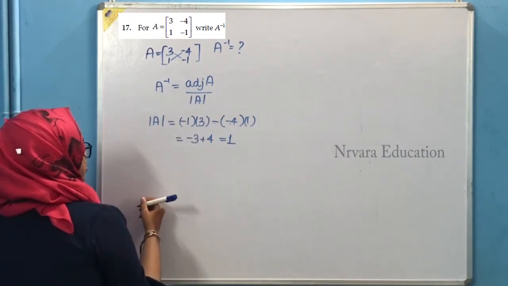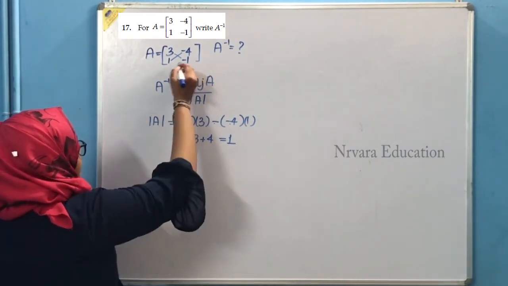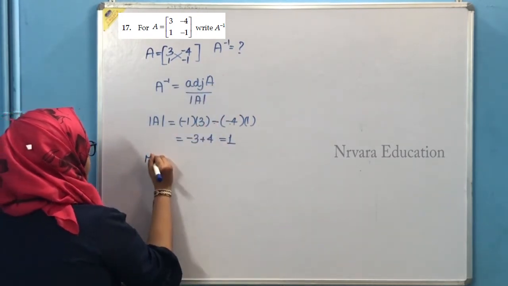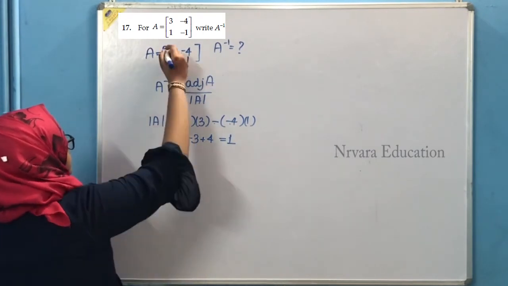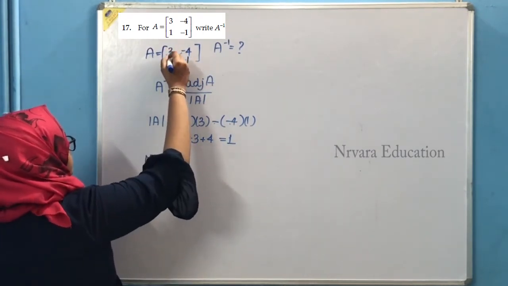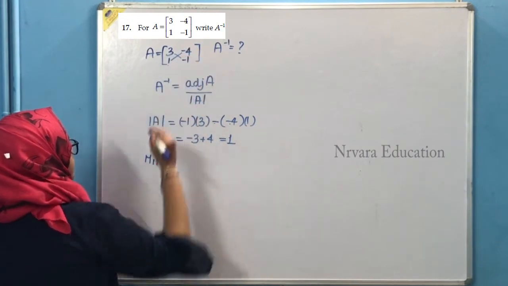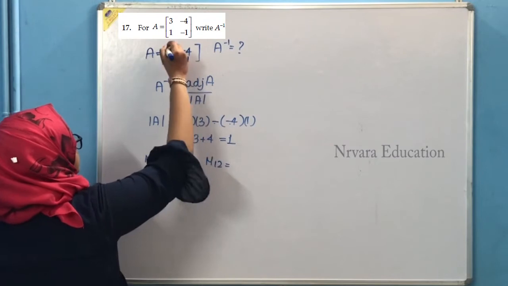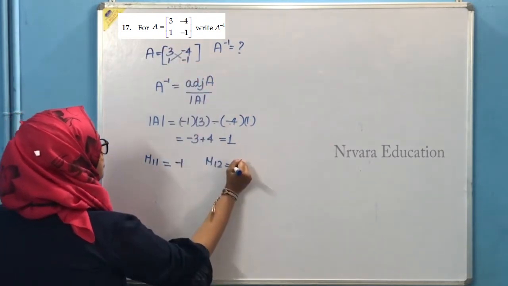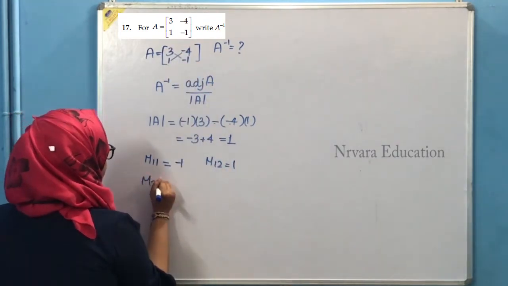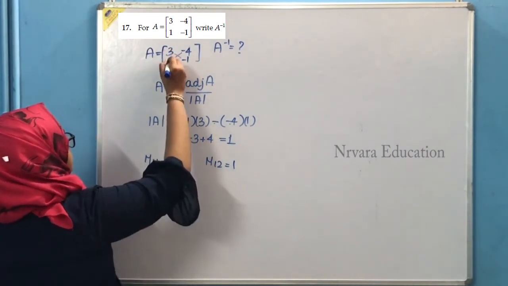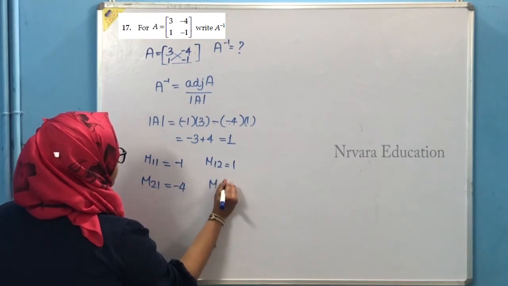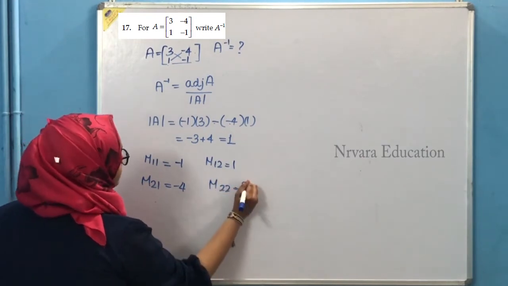Now for finding adjoint of A, we need to find the minors as well as cofactors of each of the terms. So minor of 1 comma 1 will be, excluding this column and this row, we get minus 1, M12, which is 1, M21 minus 4, and M22, which will be our first term, that is 3.